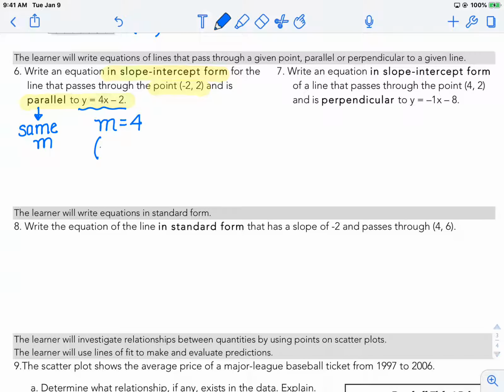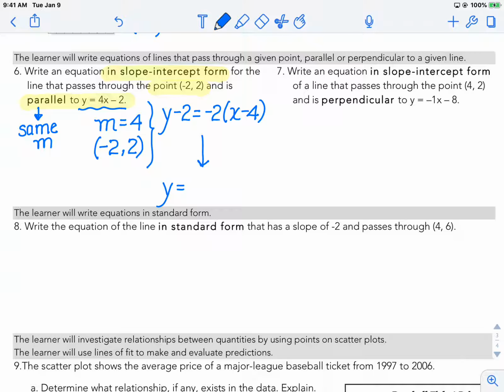But our equation has to contain the ordered pair negative 2, 2. What many of you found handy to do then was to start this off in point-slope form, y minus the y, equals the slope times x minus the x, and then move this into your y equals mx plus b form of your equation.